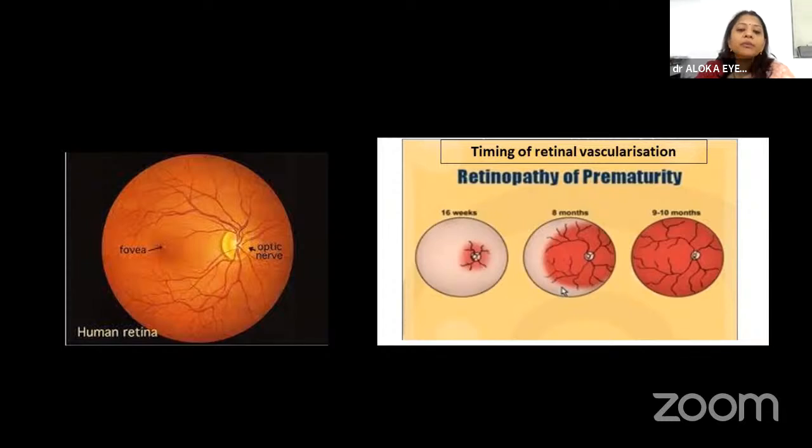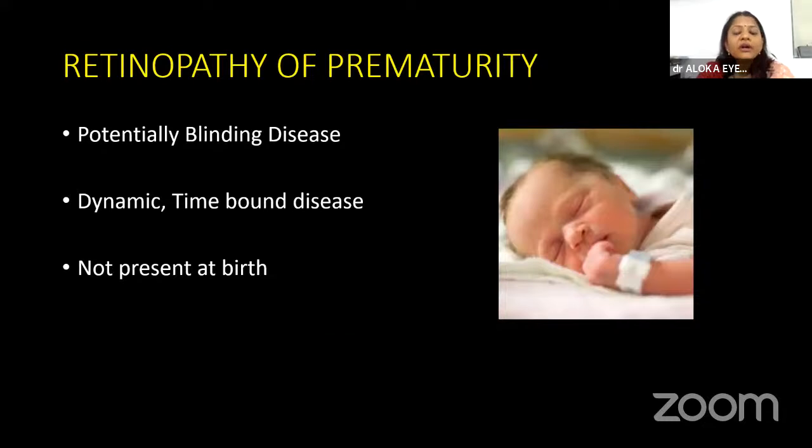Now, considering a premature birth being very early, say 28 weeks or 26 weeks, 24 weeks, imagine there's so much of the retina which is left to develop. Retinopathy of prematurity, as the name suggests, is a pathology of the retina. It is a potentially blinding disorder, and it's a dynamic time-bound disease, which means that if there is delay in identification and treatment, then this can lead to permanent blindness.